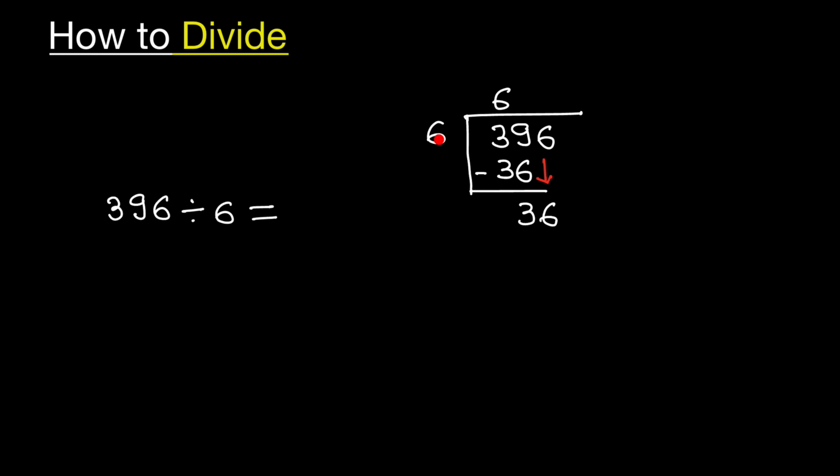And we know that 6 times 6 is equal to 36. Subtract, we get 0. As we get the number 0 and we have no number to bring down here, so we will stop. Therefore, 396 divided by 6 is equal to this number 66. And this is our final answer.